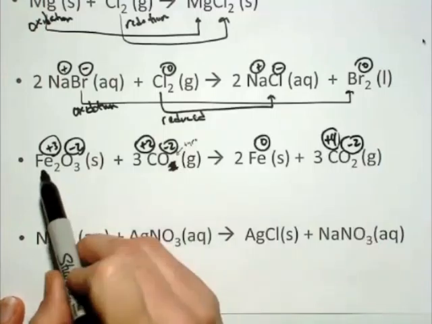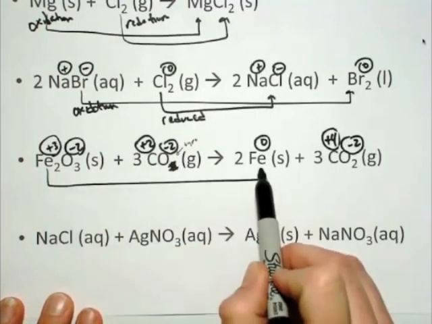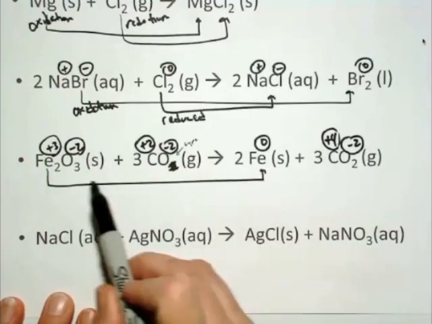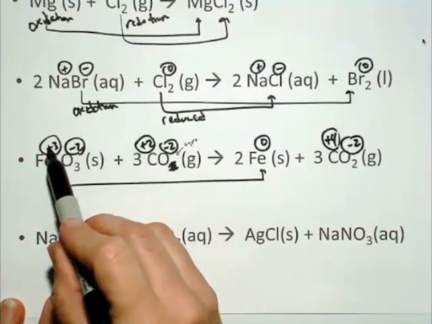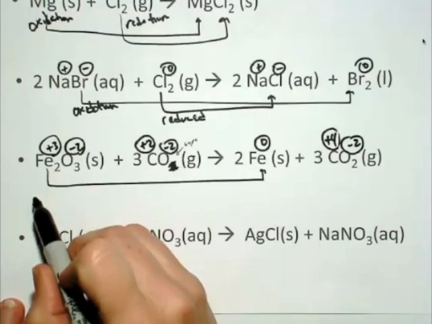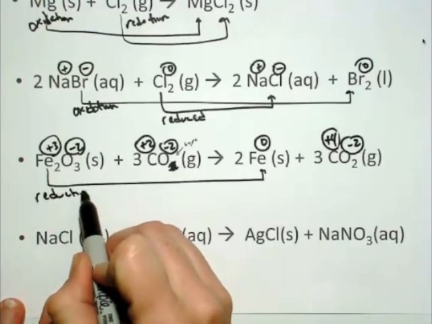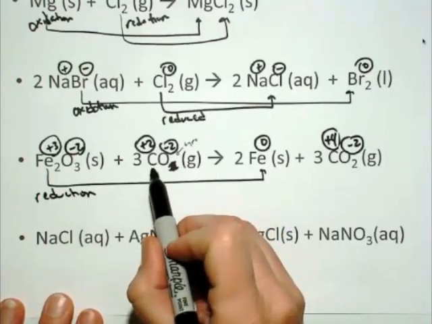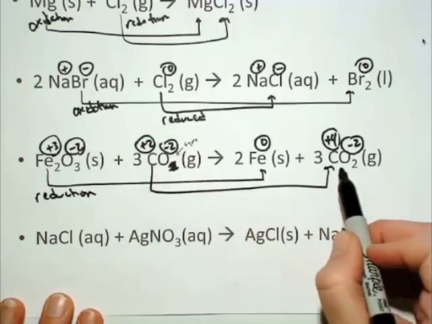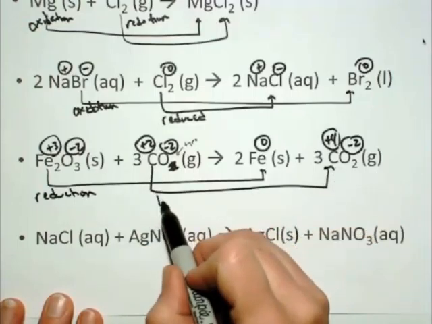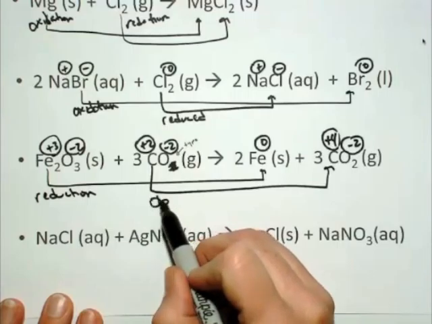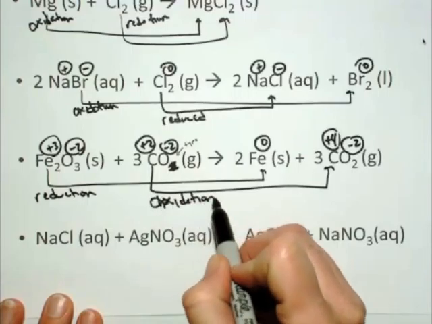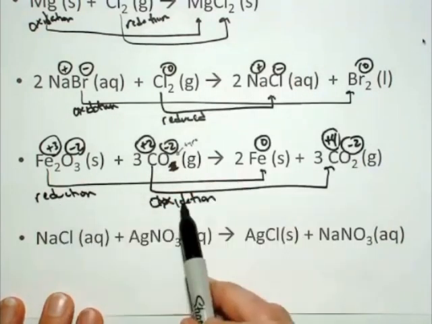So the iron is going from a +3 to a 0. So it must be gaining electrons since it's going from a higher number to a lower number. So that's reduction. And the carbon is going from a +2 to a +4. It's getting a higher oxidation number, so it must have lost electrons. Oops, so that's oxidation, loss. Alrighty, and then this is the oxidizing agent. This is the reducing agent.